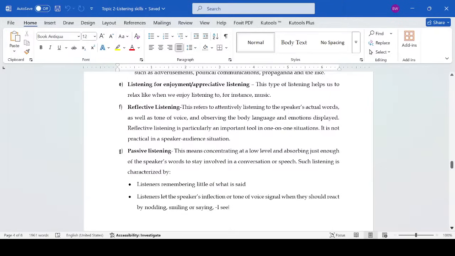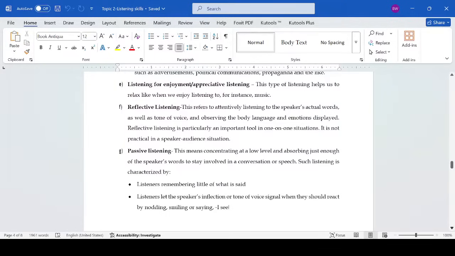Then we also listen for enjoyment, or what we call appreciative listening. You're listening to music. You're listening not for the sake of understanding. You're not listening to feel with the singer. You're simply enjoying yourself. That is called appreciative listening.